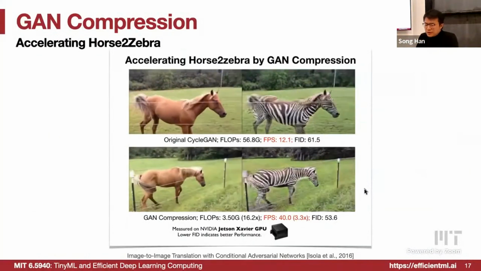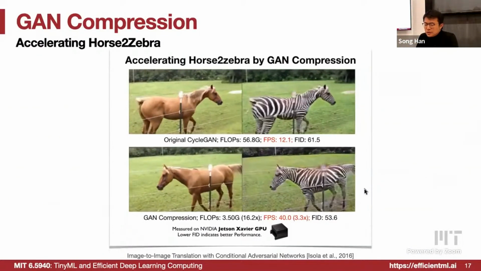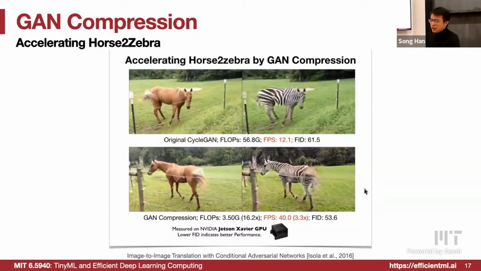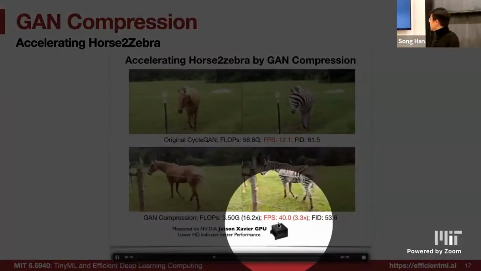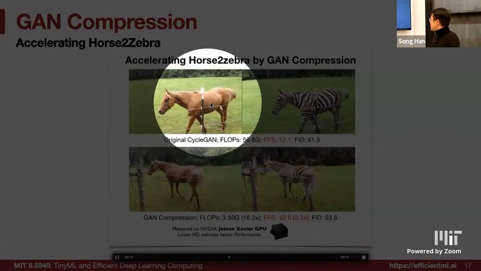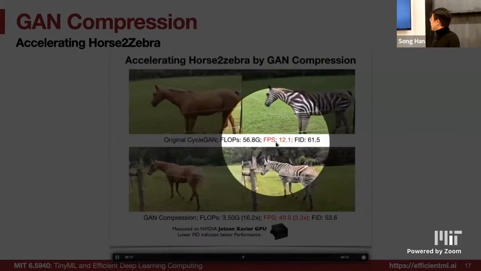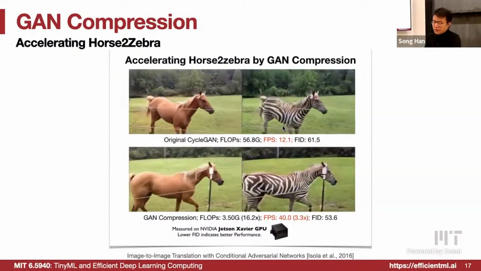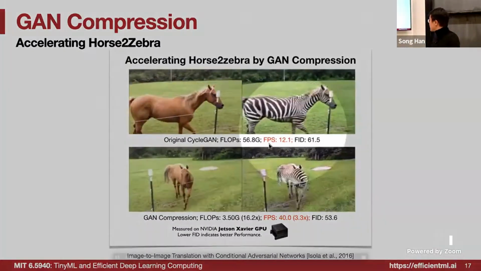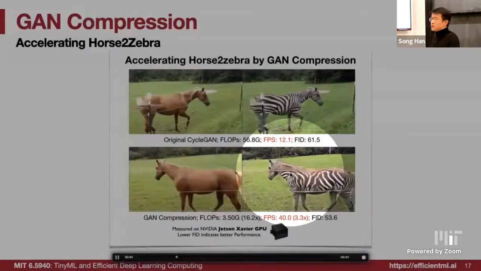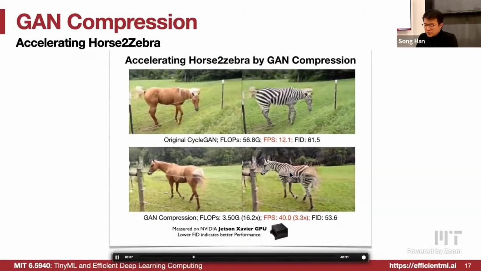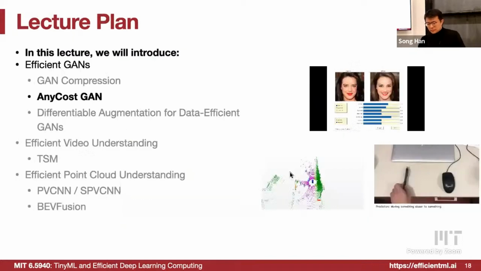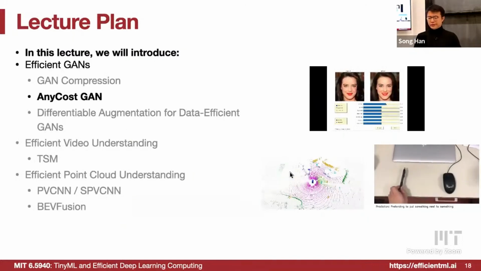And this is a video demo showing the speed of horse to zebra before compression and after compression. So this is running on a Jetson Xavier GPU, a mobile GPU, pretty small. Originally, it's very slow. It's running about 12 frames per second. And on the bottom, let's watch it again. On the bottom, now it can run 40 frames per second, much smoother, turning a horse into a zebra and running in real time on a mobile GPU. Okay, so that's GAN compression.